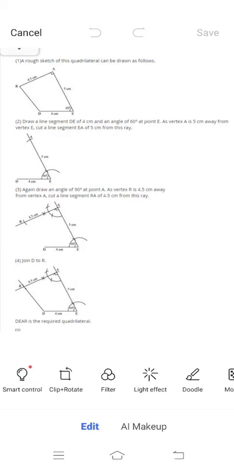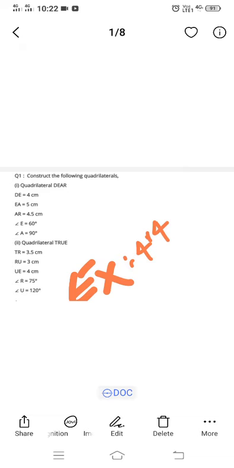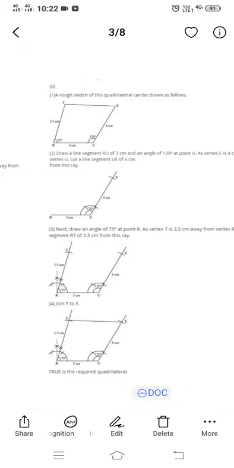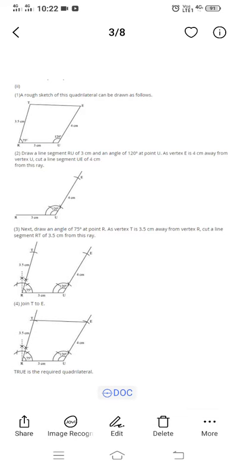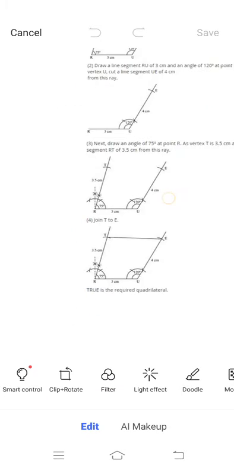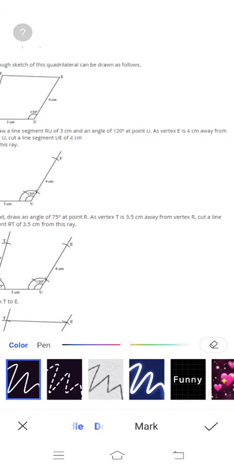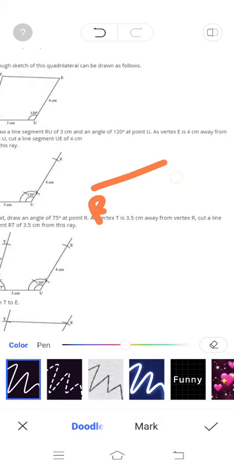Okay, now coming to the second sum. What is the second question? Quadrilateral TRUE. TR, RU, UE, angle R and angle U were given. Okay, first let us draw a rough sketch for TRUE. Here TR, UE they have drawn like this. Now draw a line segment RU of length 3 cm. So here first of all they have drawn a line segment RU of length 3 centimeters, and angle U is given as 120 degrees.